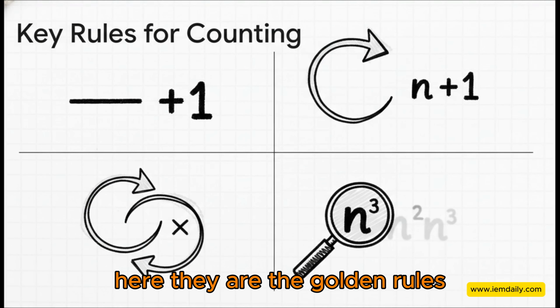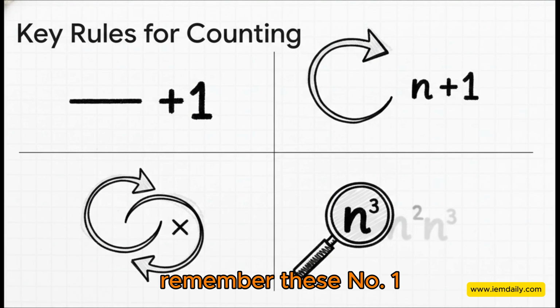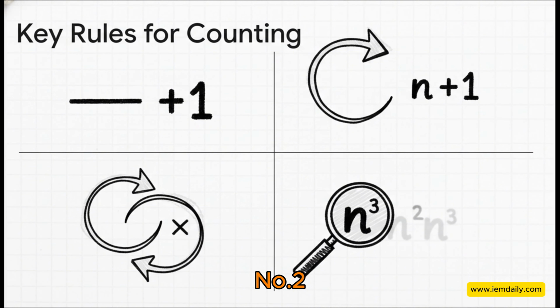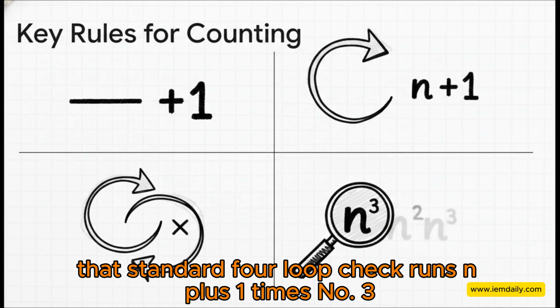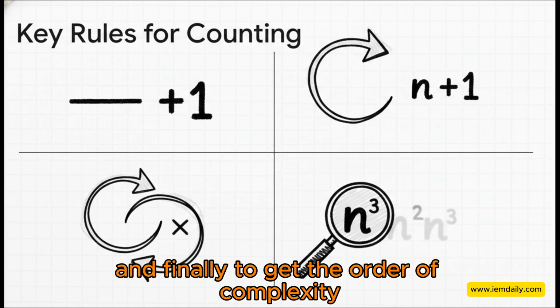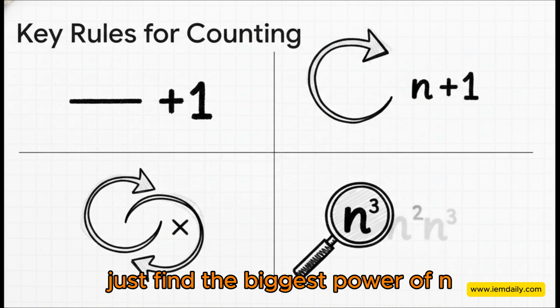Here they are, the golden rules. Remember these. Number 1, a simple statement is always just 1. Number 2, that standard for loop check runs n plus 1 times. Number 3, when you nest loops, you multiply their frequencies. And finally, to get the order of complexity, just find the biggest power of n, and you can pretty much ignore the rest.